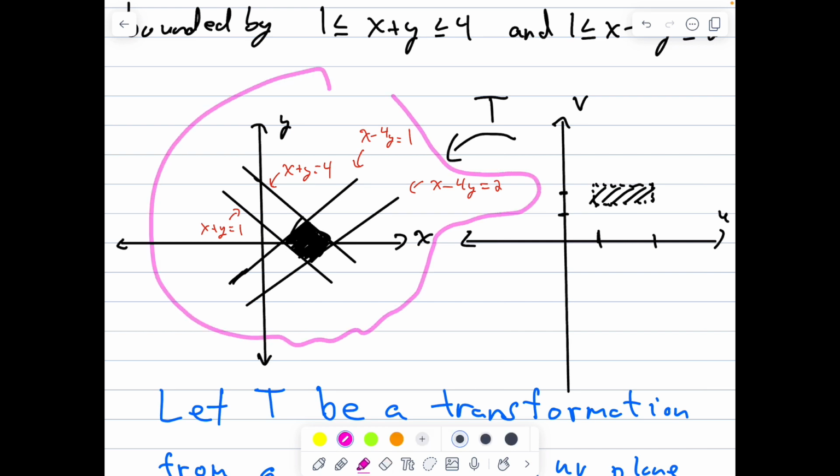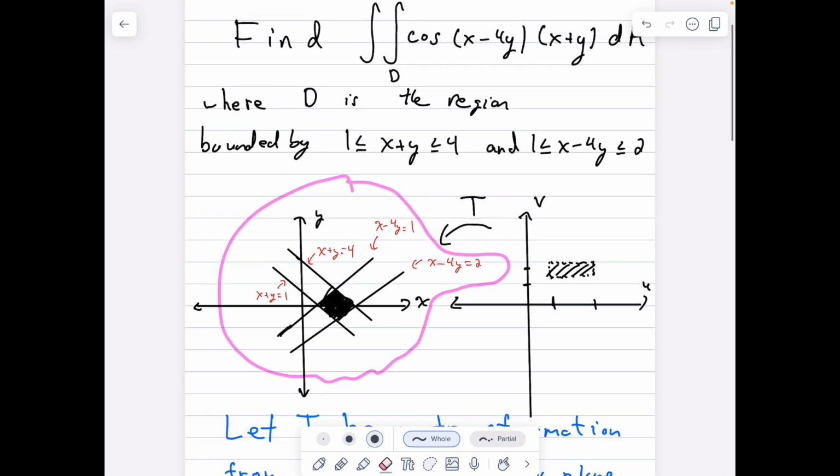Now if I were to try to set up this integral, it'd be somewhat complicated. Looks like we might need a couple of double integrals at least. It could be 3, could be more. I'm not exactly sure. Even if we did set it up, the integrand itself, the cosine of x minus 4y times x plus y, how would we integrate that with respect to x and y here? Well, that can be complicated as well. Don't get me wrong, I'm not saying it's not doable, it's just that it's complicated.